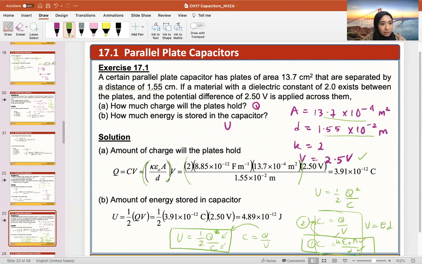Let's see if we get the same answer using this basic one. Okay, so U is also equal to 1 over 2 Q squared over C. So Q is 3.91 times 10 to the minus 12, 1 over 2, I need to square this, divided by C. C, oh, I did not calculate that. Couldn't kira. Okay, so C is 2 times 8.85 times 10 to the minus 12.